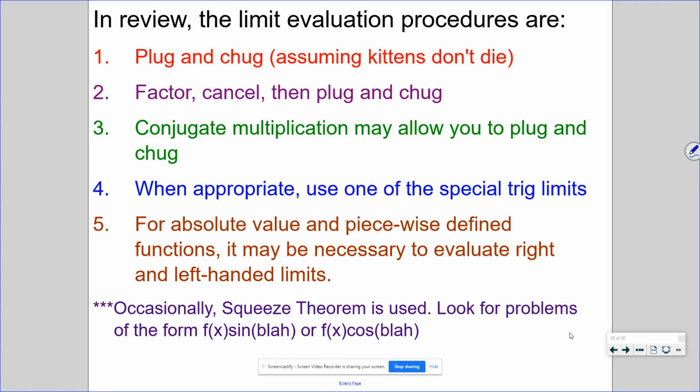The second step, if plug and chug doesn't work, then you're going to try to factor, cancel, and plug and chug again. If that doesn't work, go to step 3 and try conjugate. If that doesn't work, then you go to step 4 and maybe use a special trig limit if that's what you're dealing with. Or 5 and use the absolute value piecewise function procedure. Or you do have the squeeze theorem, that's an option. Sometimes it just depends on the way that the problem looks.